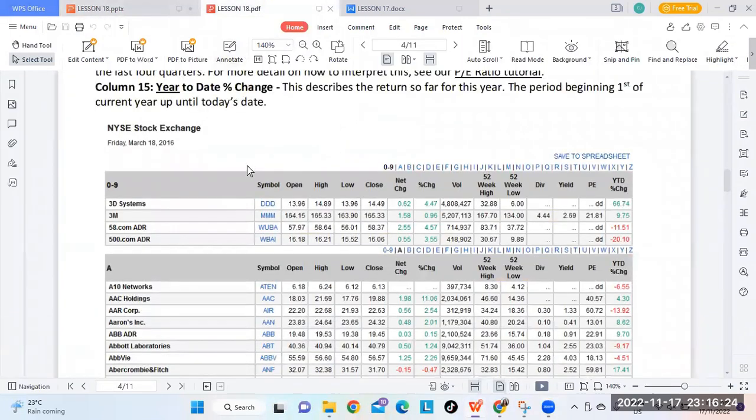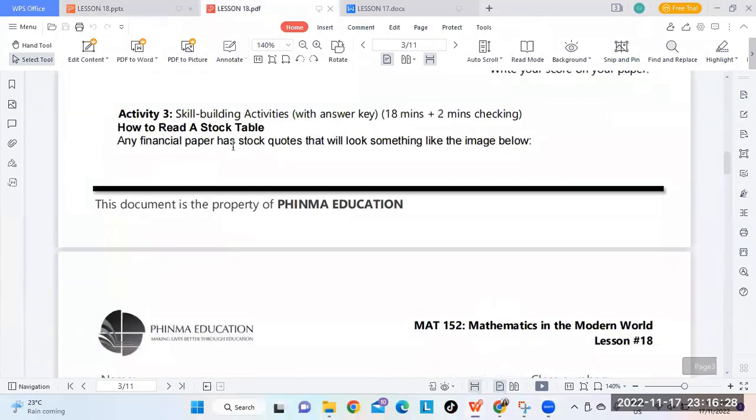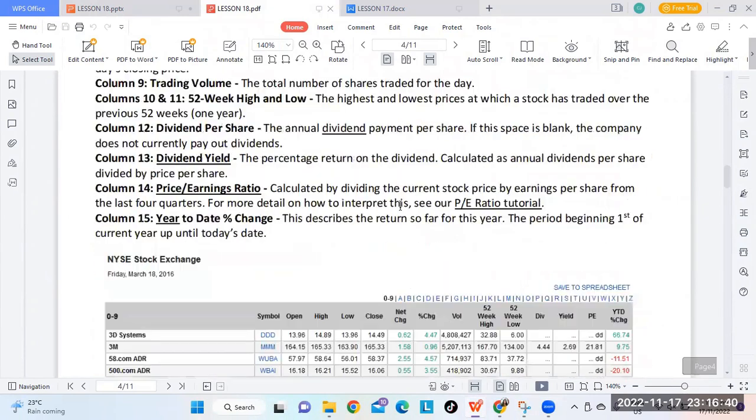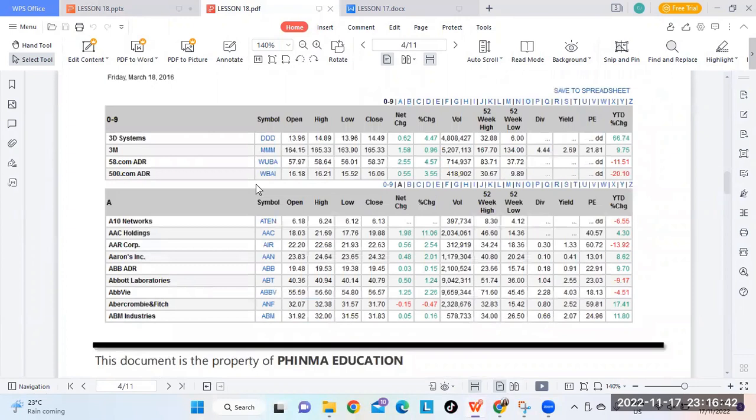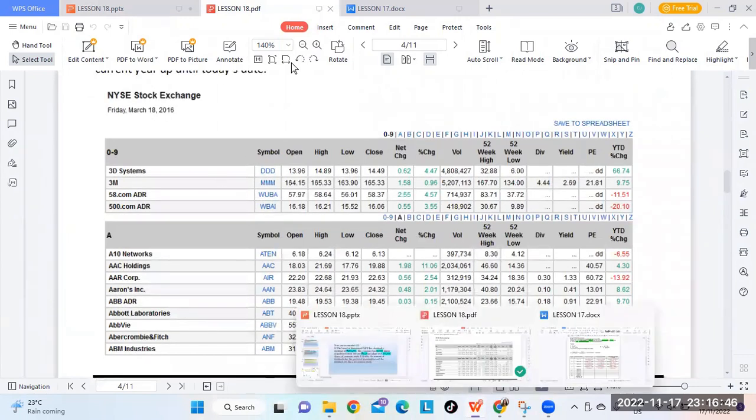Now, let's proceed to the skill building activity on your modules. How to read a stock table. Any financial paper has a stock codes that will look something like the image below. Okay, so this is the image. And paano ba magbasa ng stock table?